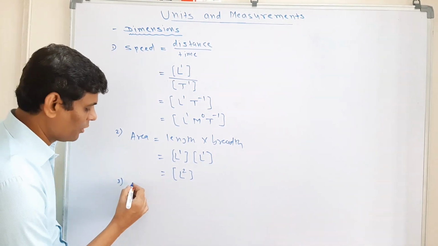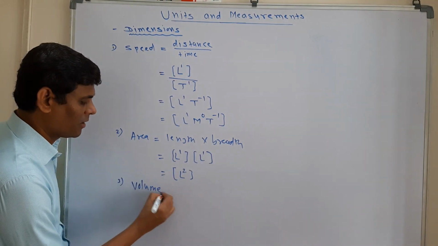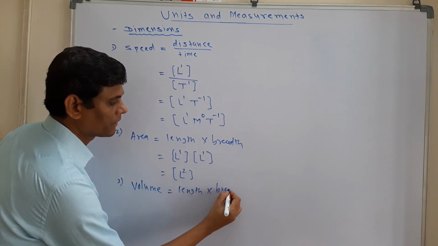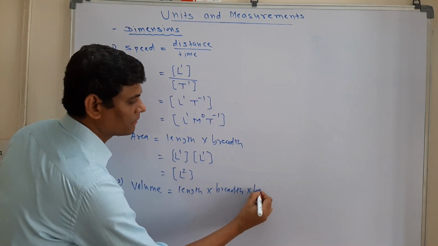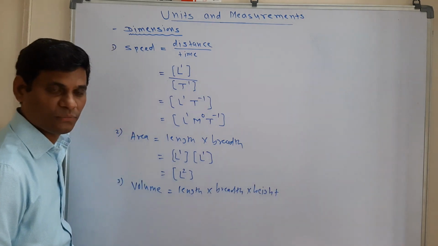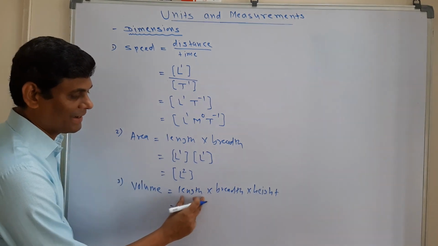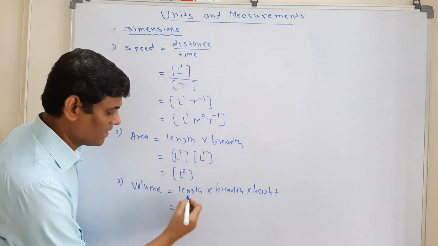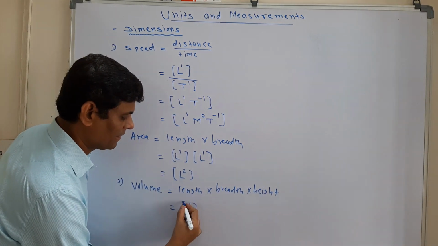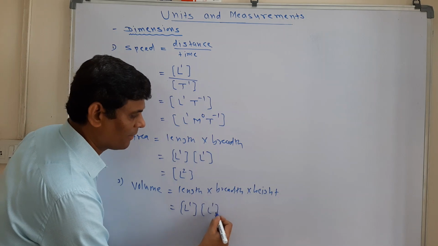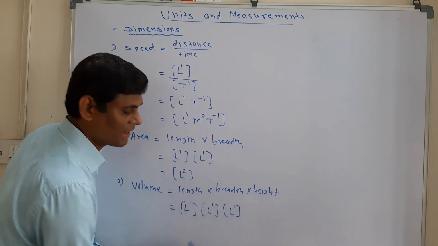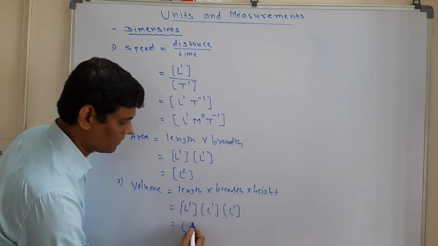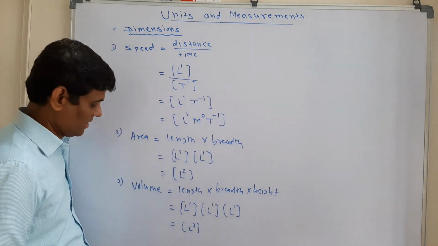Now the third one, say volume. The formula for volume is length into breadth into height. All are meter, meter, meter, which means all are basically the fundamental quantity of length. So the symbol is L1, here also L1, and here also L1 in square bracket. So L1, L1, L1. How much is it? L raised to 3.